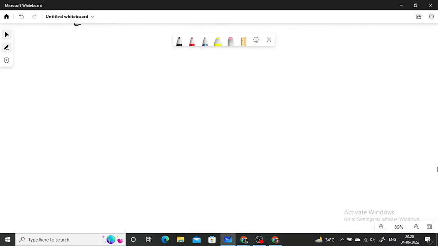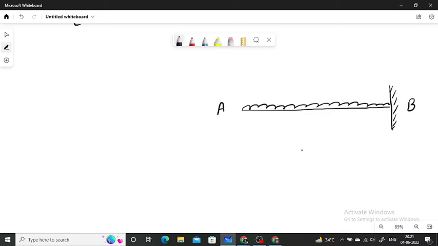Now the second case is a cantilever beam having a uniformly distributed load over its whole length. We have to determine the slope and deflection at its free end. So in this case, let us consider a cantilever beam of length L having a uniformly distributed load of intensity W Newton per meter.